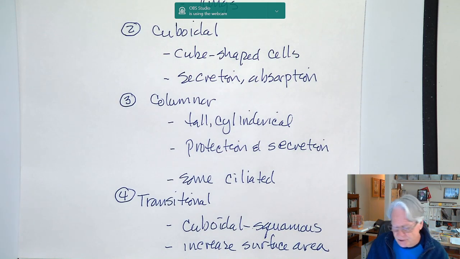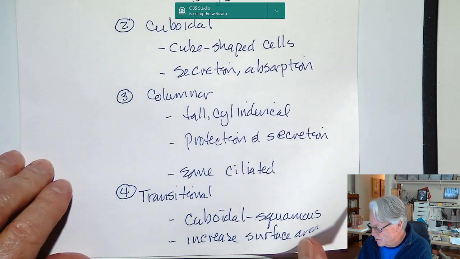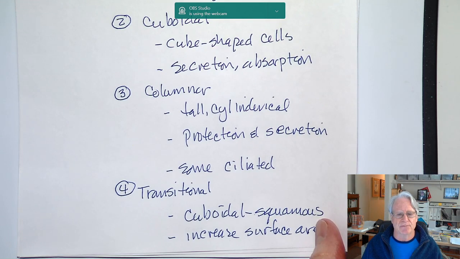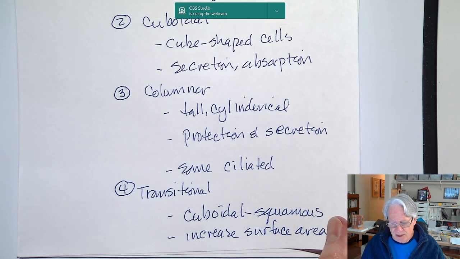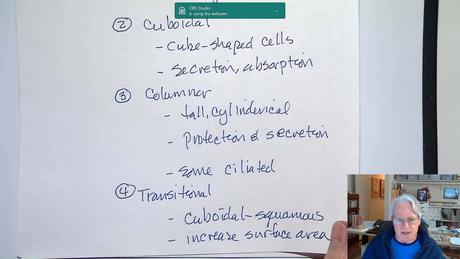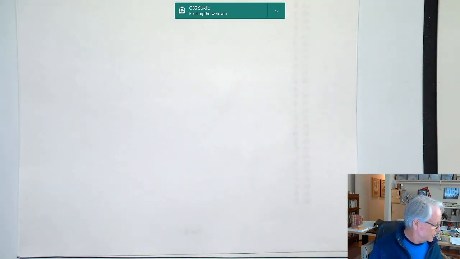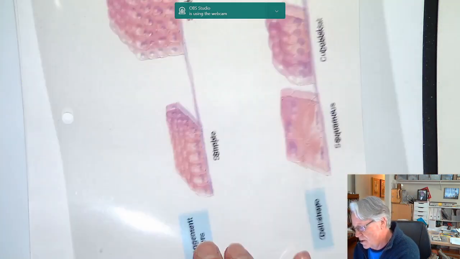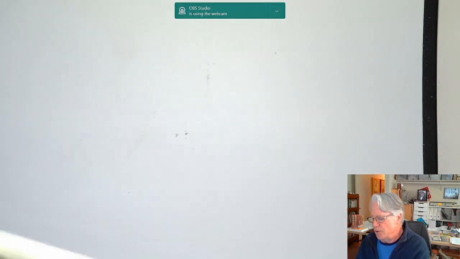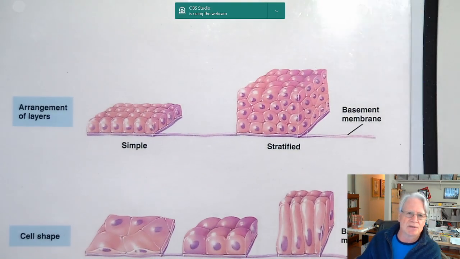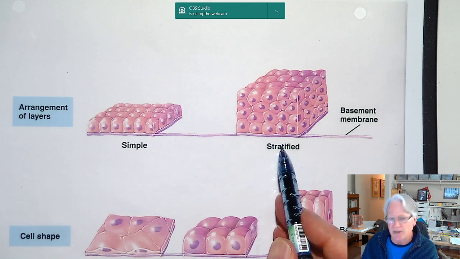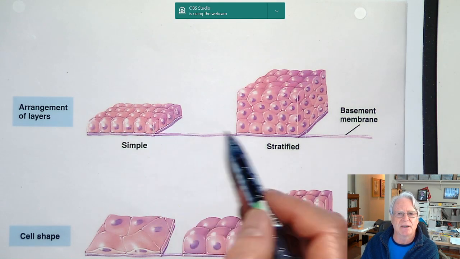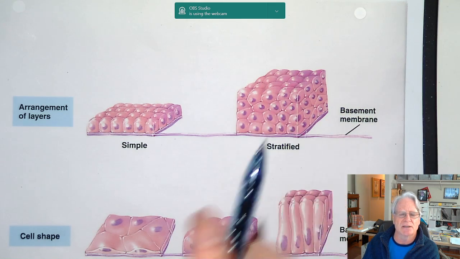Alrighty. So now we're going to start our survey and go through the different kinds of epithelial tissue. I just jumped the gun a little bit because I did want to spend a little time reflecting on what we just wrote down using this overhead. So here's the two arrangements. We have simple and we have stratified. One layer of nuclei, multiple layers of nuclei.